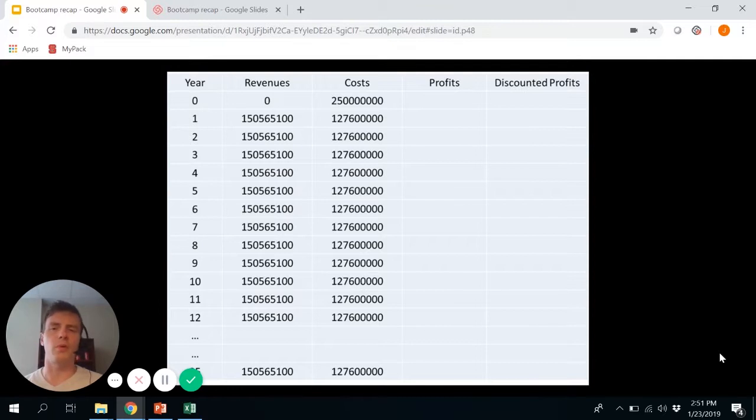So remember, in year zero, our costs are $250 million. That's the shareholders' stake in the project. And then we have annual operating costs and fixed expenses related to the payment on our debt of about $128 million. And we're going to assume that those don't change from year to year.